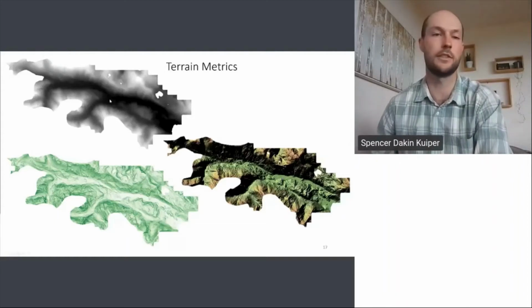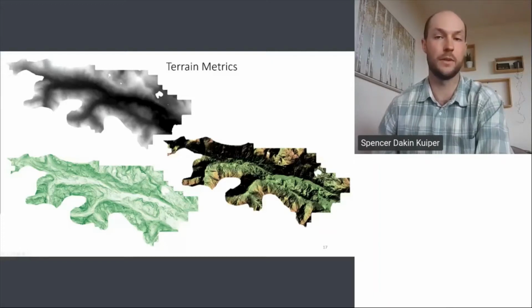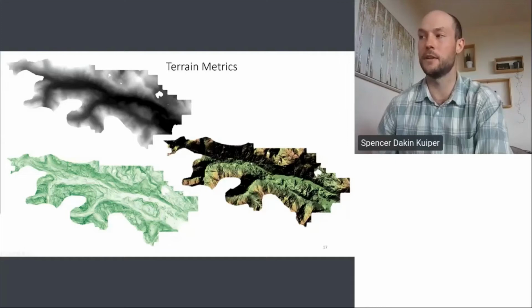In the black and white at the top there is just a digital elevation model. From that, we can derive a slope raster to look at the changes in elevation between pixels. And then we can start to get more detailed metrics like roughness or shading, and aspect, other things like that.